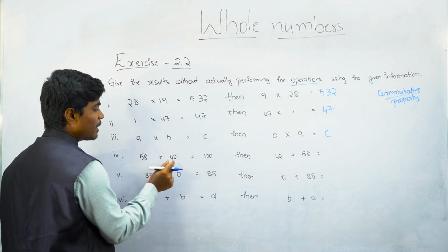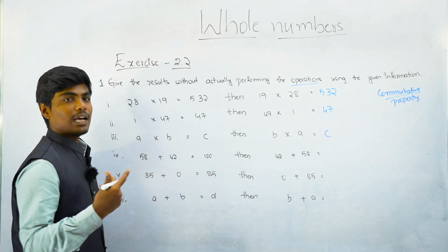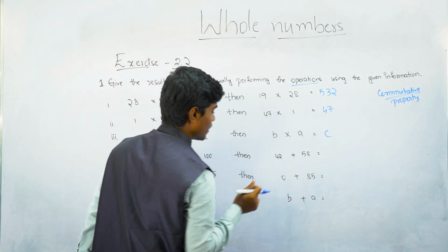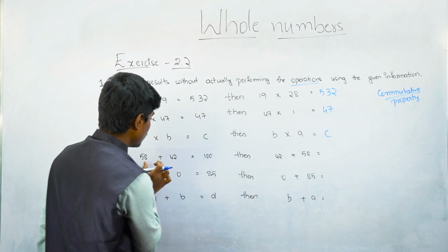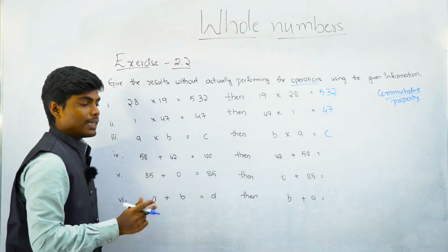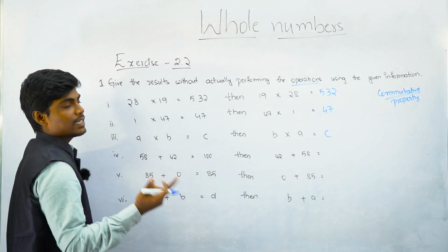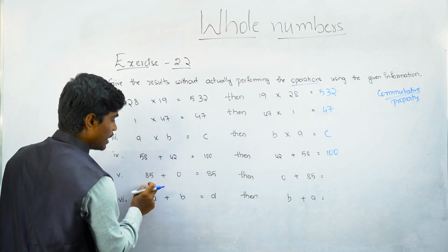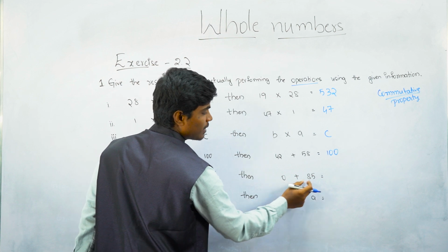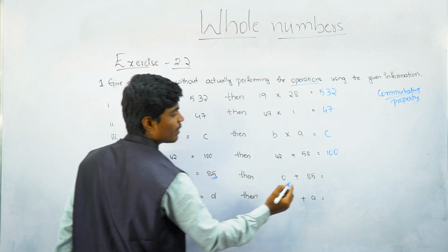See here, 58 plus 42 is equal to 100. Then he asked for 42 plus 58. Here the two numbers are 58 and 42, 42 and 58. The two numbers are the same, but the order of addition is changed. So the answer will be the same, 100. Here 85 plus 0 is 85. 0 plus 85, the answer will be the same, 85.